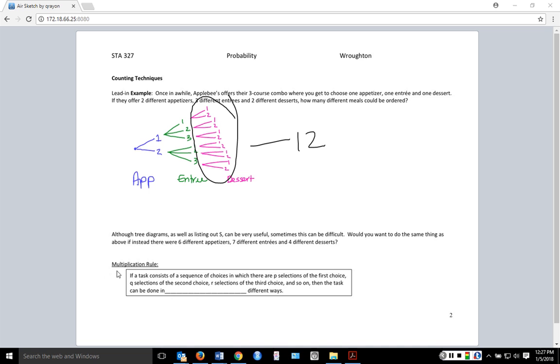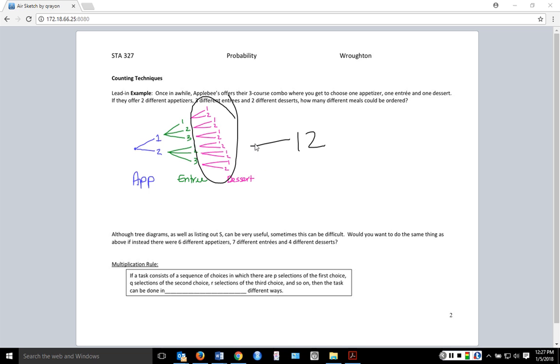And so this first way is what's called the multiplication rule. And for those of you that have seen this before, it's important to make sure that you understand when to use it. So a task consists of a sequence of choices, kind of like what we have here. Choose an appetizer, choose an entree, and choose a dessert. There are so many selections for the first choice, so many selections for the second choice, and so many selections for the third choice, and so on.